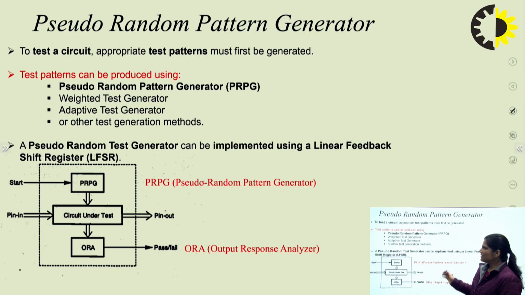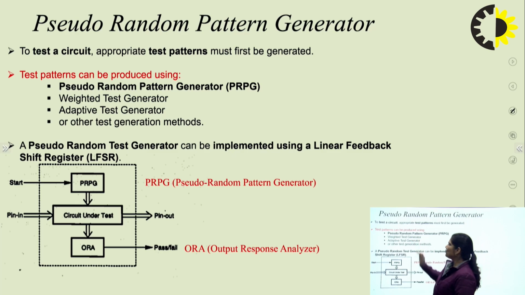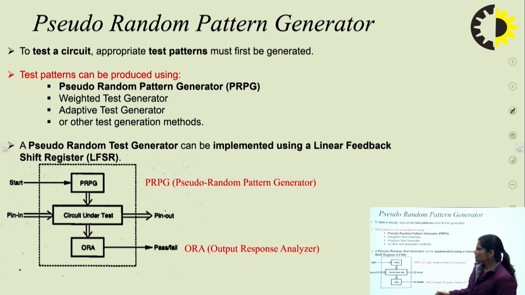So, first we will study the Pseudo-Random Pattern Generator. To test a circuit, we need appropriate test patterns, so first we have to generate them. Test patterns can be produced using a Pseudo-Random Pattern Generator, Weighted Test Generator, Adaptive Test Generator and other test generation methods. Now, a Pseudo-Random Generator can be implemented using a Linear Feedback Shift Register.